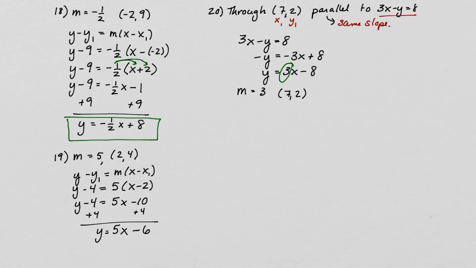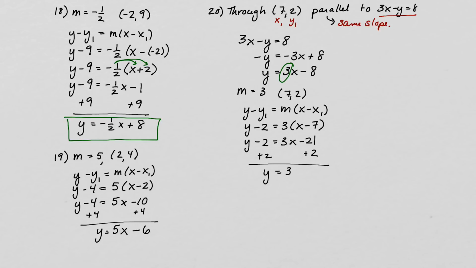And now it's the same as the last two problems we did. So y minus y1 is going to be m, the slope, times x minus x1. So y minus 2 is going to be 3 times x minus 7. y minus 2 is going to be 3x minus 21. So we want to add 2 to both sides. So y is going to be 3x minus 19. Again, that's my final answer.